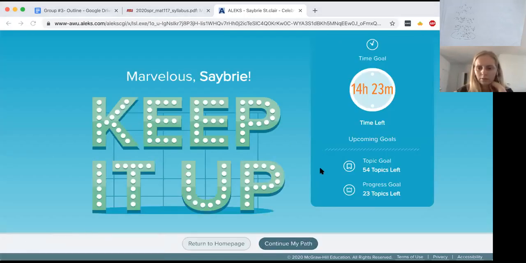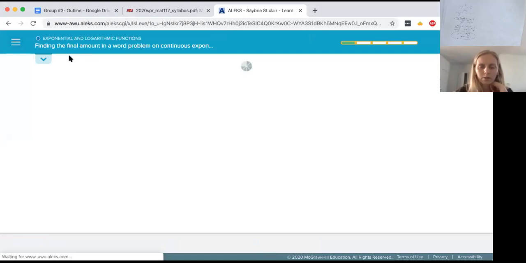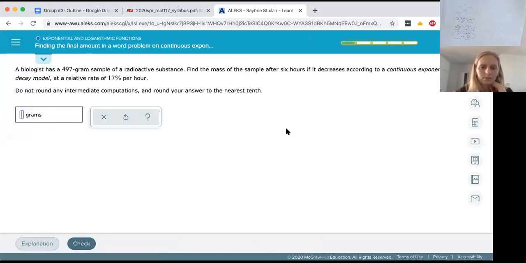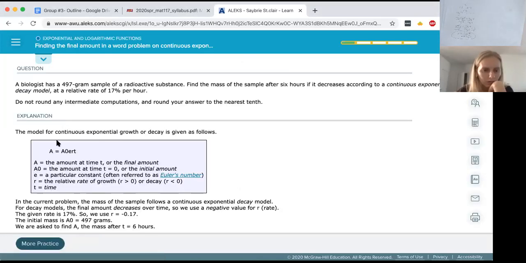Wait, let me move this really quick. Yeah, I don't know why it's not showing me what I have. Uh-oh. Do you want me to go to the explanation? Yeah, if you could. Looks like you got one right, though. Good job.